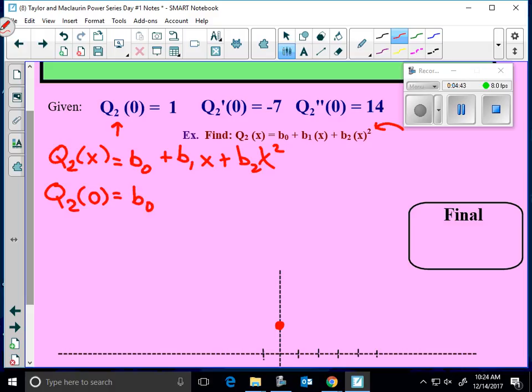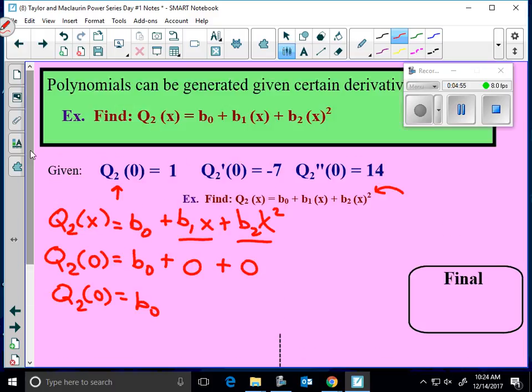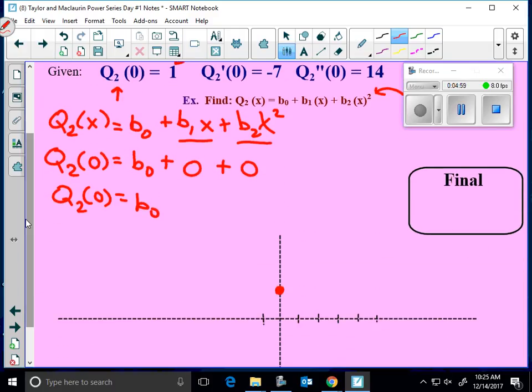b sub 0 would still be the same, but what happens to the rest of these terms? Yeah, they turn into zeros. So I know that b sub 0 is equal to q2 of 0. Well, what is b sub 0 equal to then? 1. So in my polynomial, which I'm about to form, q2 of x, the linear term would be 1, okay?